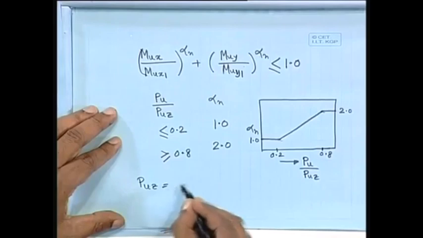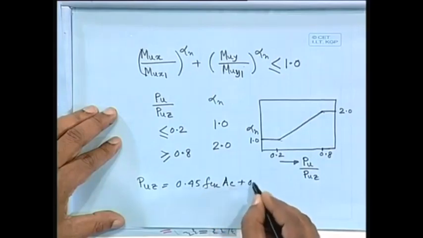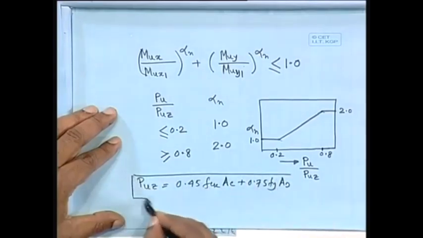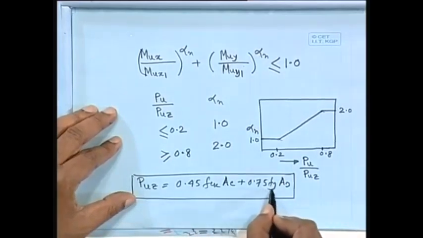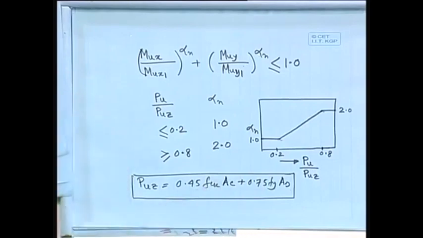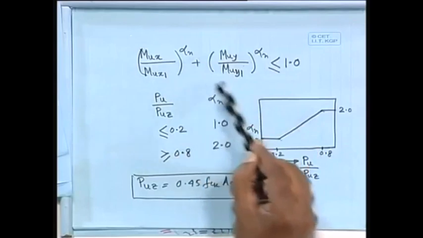Puz equals 0.45 fck Ac plus 0.75 fy As. This is your Puz. So Puz also I know: Puz equals 0.45 fck Ac plus 0.75 fy As. So I know everything. That means for biaxial bending, the design is very simple. You find out Mux1 and Muy1 for a selected value of percentage of steel. Then you find out Puz, find out alpha n on the basis of Pu by Puz, and you check using this equation, less than or equal to 1.0.